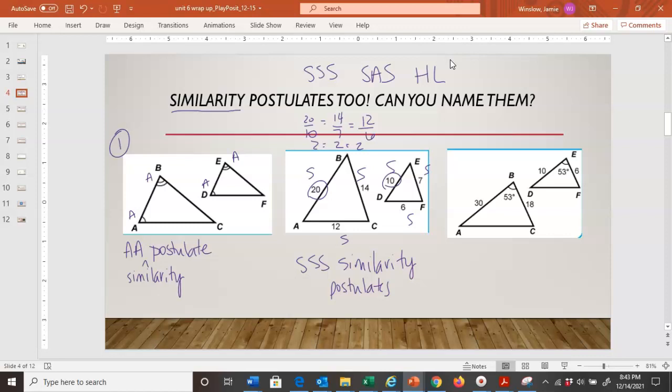Oh my goodness. All right, here's the last one. We have a side marked, an angle marked, and a side marked. So this is the SAS similarity postulate. These are the only 3 similarity postulates. There are no others for now. But the beautiful thing is you kind of just see what you have marked.